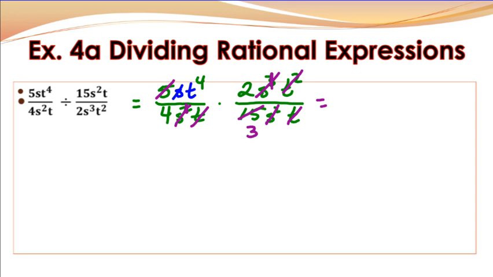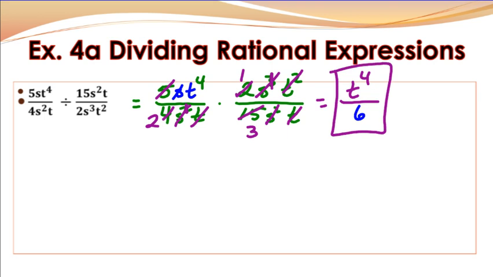Actually, I can also simplify 2 here, get a 1, divide a 2 here and get a 2. And now multiply across. In the numerator, I just have t to the fourth divided by 2 times 3, which is 6. So t to the fourth divided by 6.